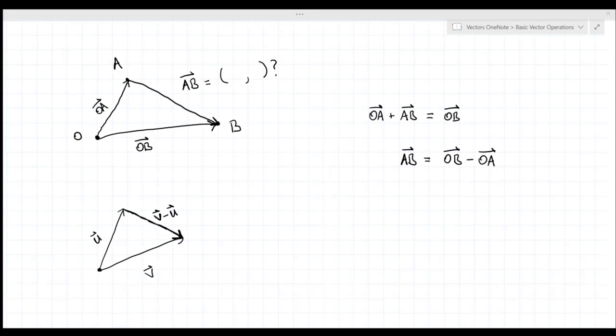Yeah, and that also works as well. That is correct. Yeah, great.